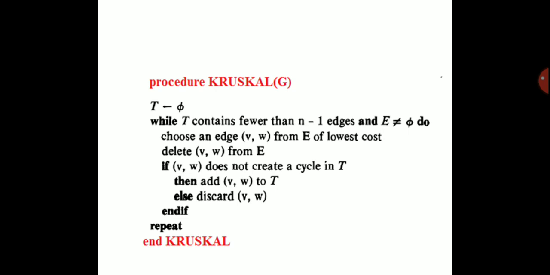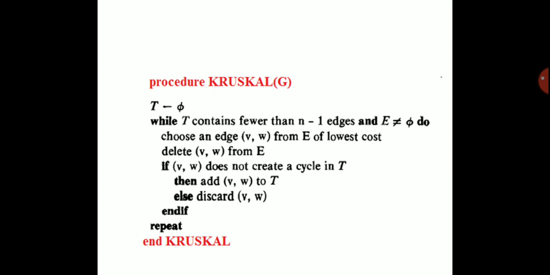We'll start with 5, 6, 10, 11, 14 and so on. We cannot straight away pick up an edge with cost 14 when 5 is there, because this is a minimum cost spanning tree. We should pick the edge with minimum cost. We have to start with the edge with lowest cost. That is what it means.